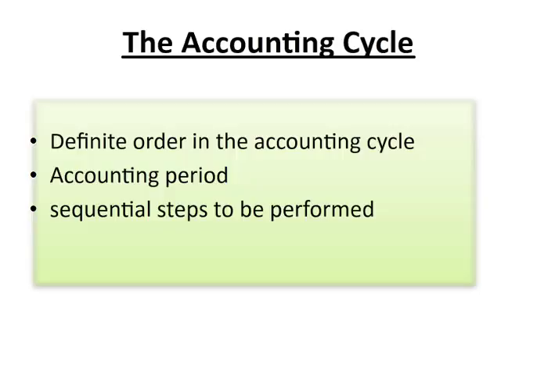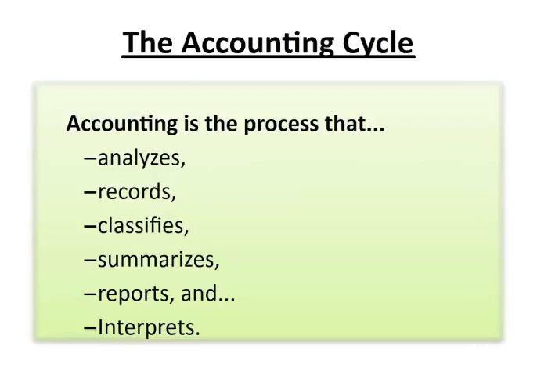Then sequential steps to be performed. There must be a few steps. They must be in a sequence. Like first we prepare the journal book, then the ledger. Ledger is also a book of accounts where we record the transactions. From the journal we post the entries to the ledger. And then we prepare the trial balance.